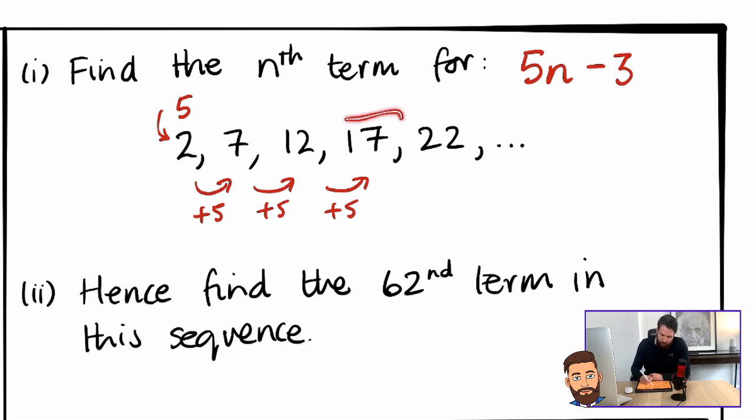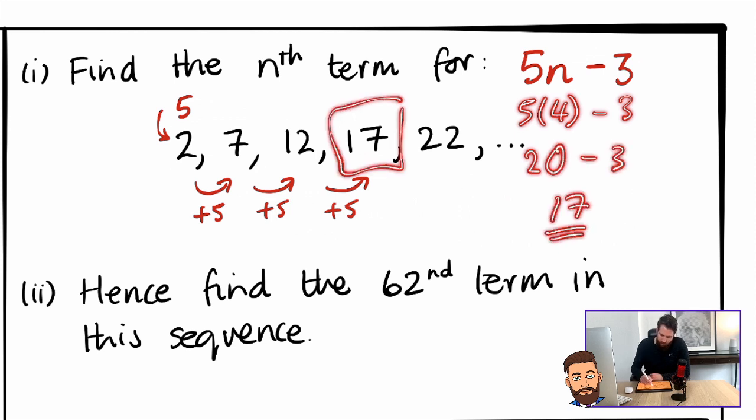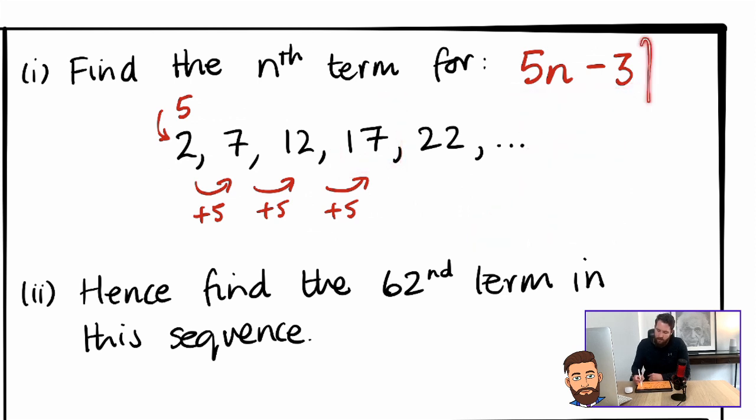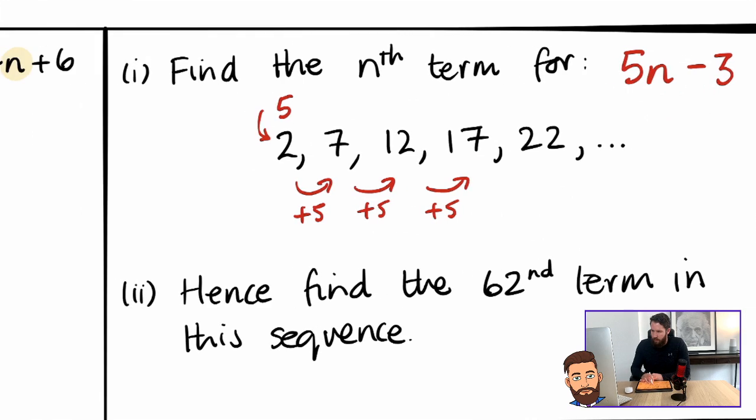Pick any term in the sequence. If we pick 17, that is the first, second, third, fourth term. 5 times 4 minus 3. 5 times 4 is 20, minus 3 is 17, which is the fourth term, therefore our nth term works. So the nth term for this is 5n minus 3.